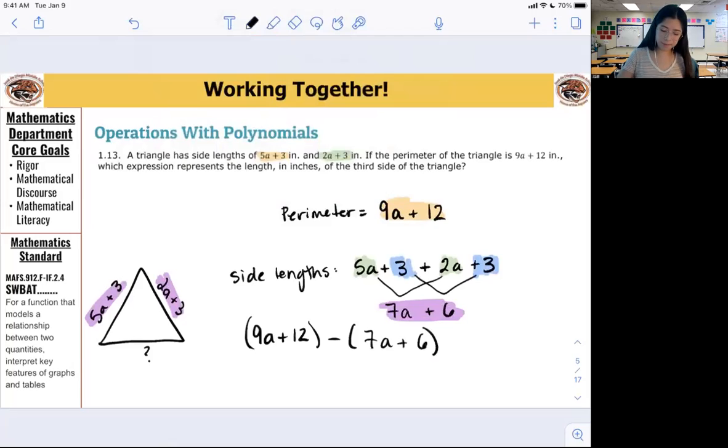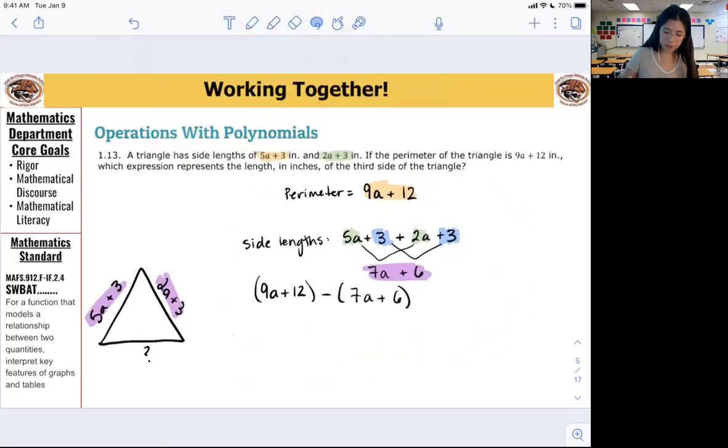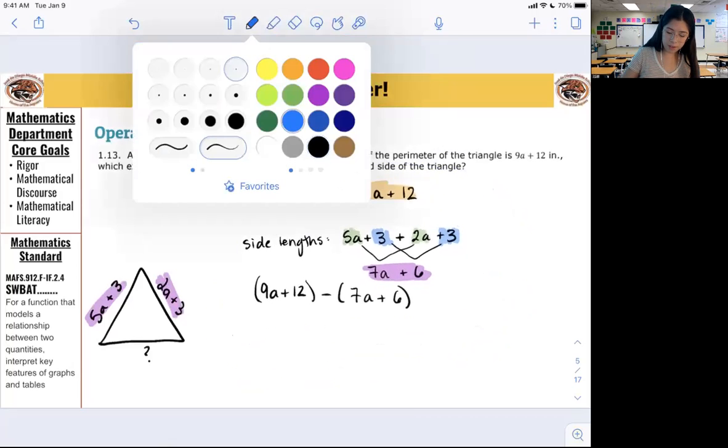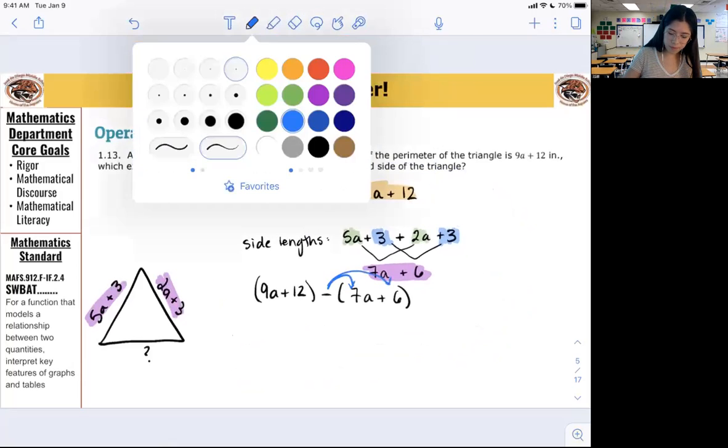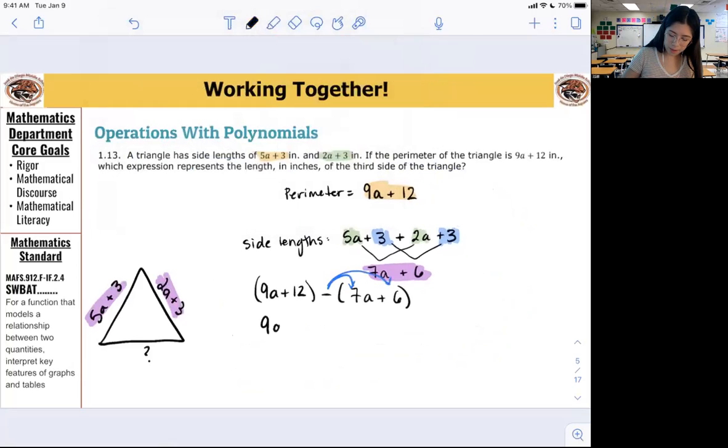And time. All right, this is just like all the other problems we've already done, so I'm going to go through it pretty quickly, but it's subtracting, so I know that I need to distribute my negative. So I have 9a plus 12 minus 7a minus 6. And then I'm just combining like terms. So I have 9a minus 7a. What do I get?